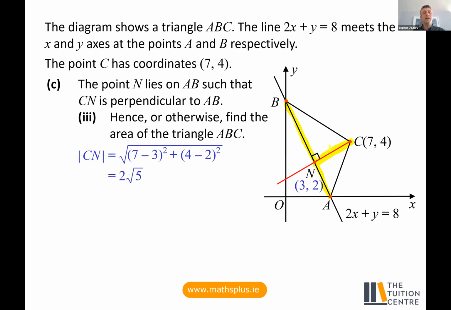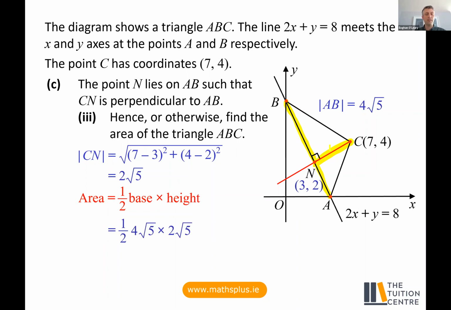So that's what we do. We say the square root of (7 minus 3) squared plus (4 minus 2) squared. That turns out to be 2√5. We know that AB is 4√5. So if I use the idea of half the base times the perpendicular height, I can see here I'm going to get 20 units squared. And just be careful to put in your units squared at the end because you don't want to lose out on a mark for not having that in. And that was a 5 marker there at the end.